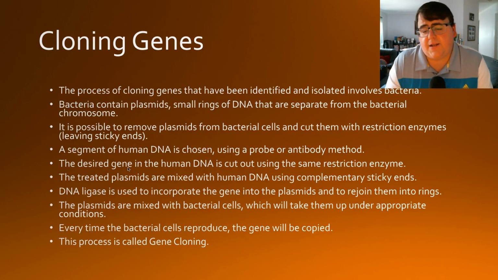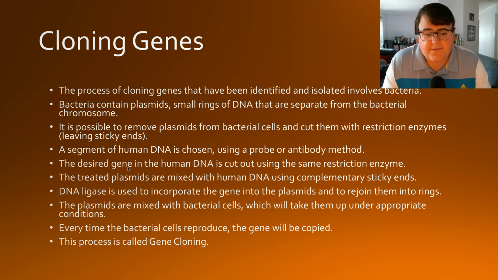So once we've isolated and identified the gene that we're looking for, we can actually clone that gene with the use of bacteria. Bacteria contain plasmids, which are small rings of DNA separate to their bacterial chromosomes, so separate to the nucleoid. We actually have the ability as humans to remove those plasmids from bacterial cells, and we can cut them up with restriction enzymes, making sure we leave them with sticky ends. We can then choose a fragment or segment of human DNA using the probe or antibody method and place that cut gene into the DNA plasmid. Okay, and they'll bond together because of their sticky ends.